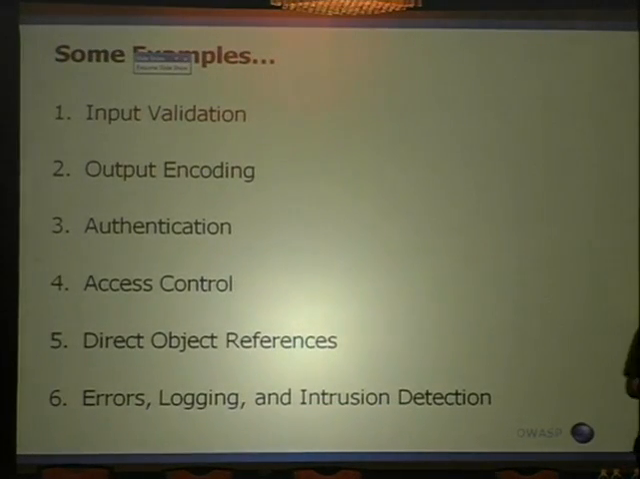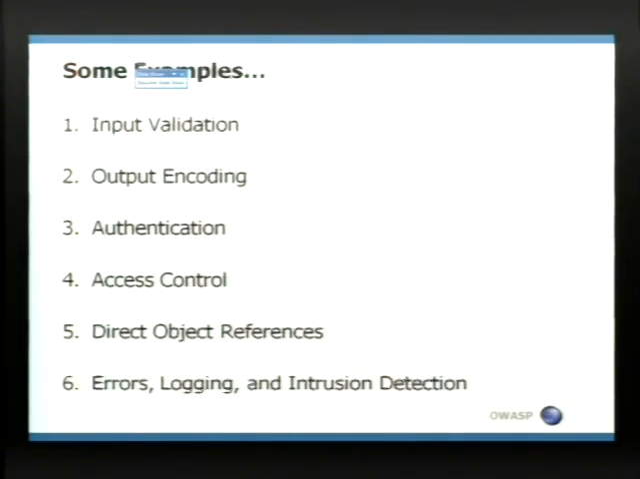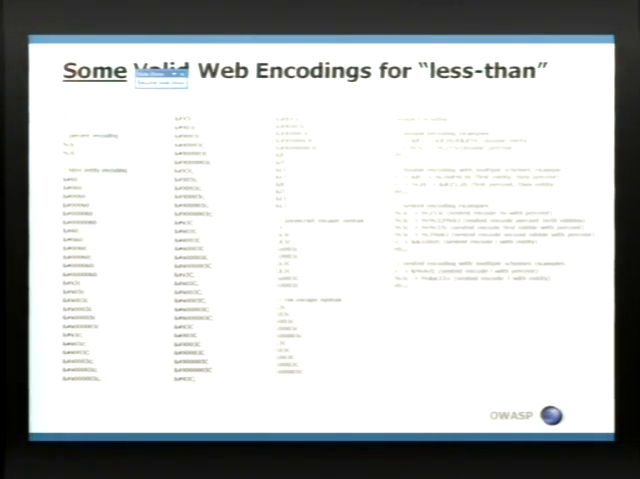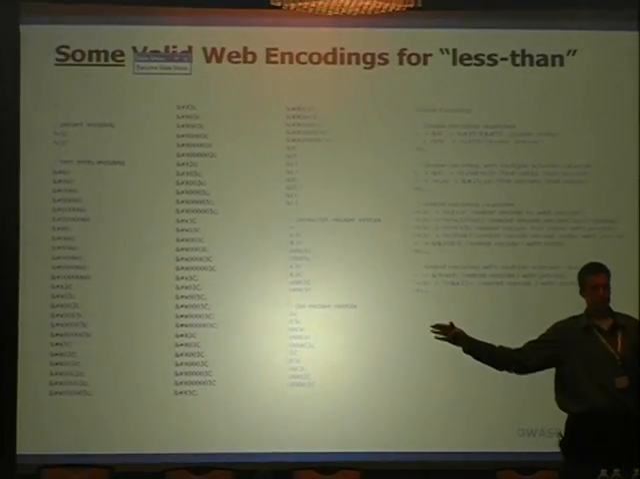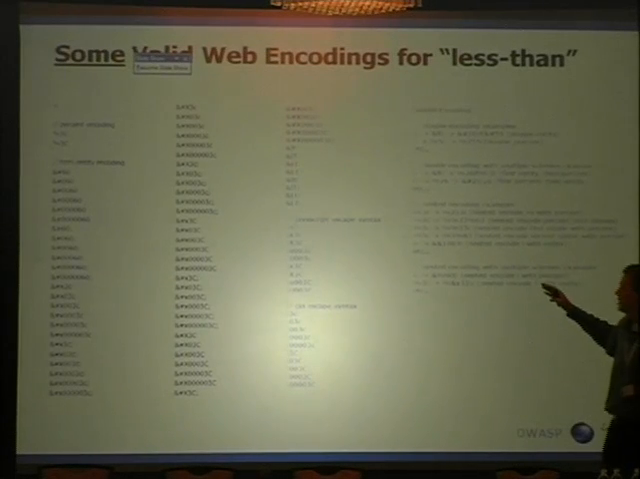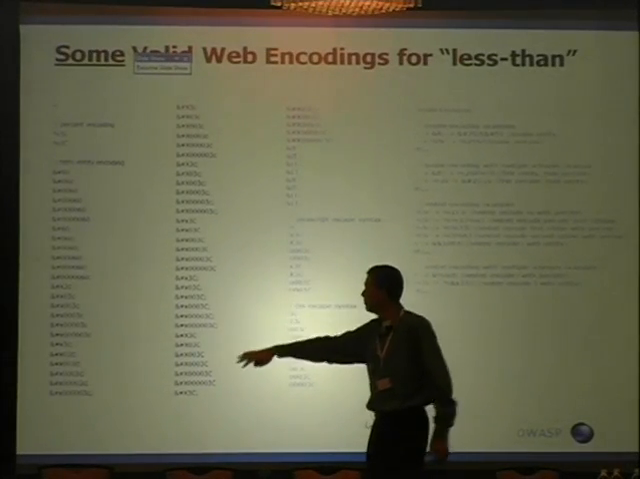OK, so let me talk through a couple examples of how ESAPI works. This is probably the best way to get your head around what's going on here. So let's talk about input validation a little bit. I don't expect you to be able to read this, but this is a list of some of the different ways of encoding the less than sign that are valid in a web page in some particular context. So we've got some percent encoding, we've got HTML entity encoding, a bunch of different forms.